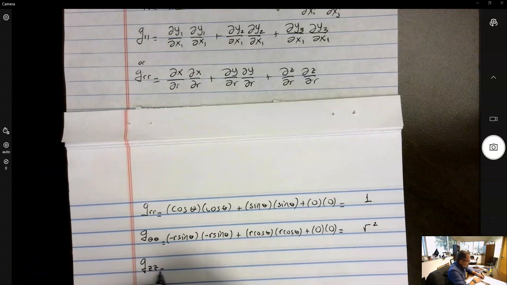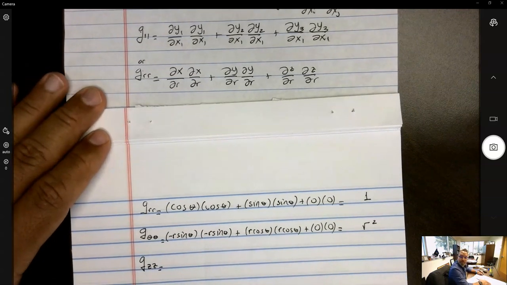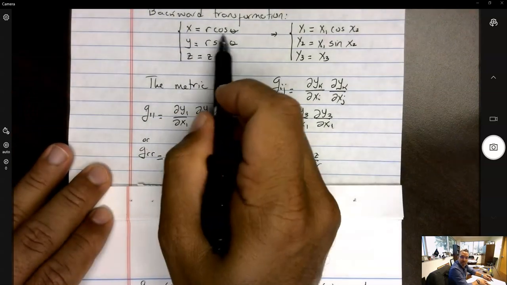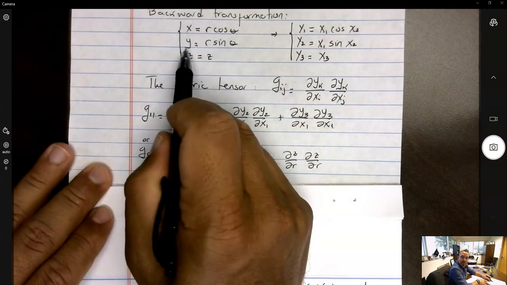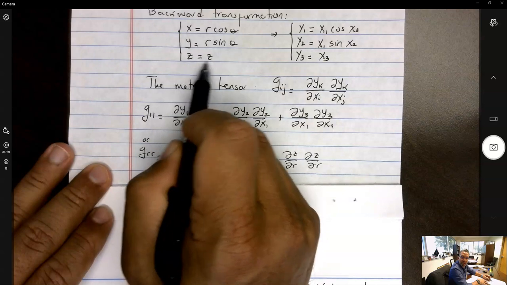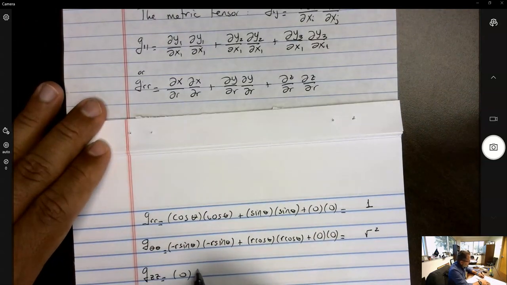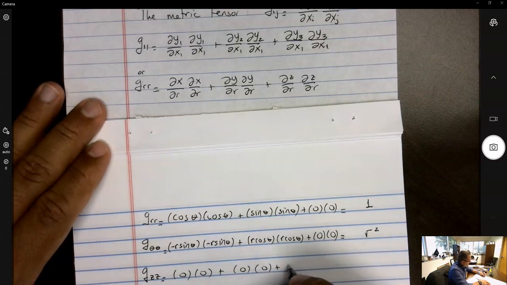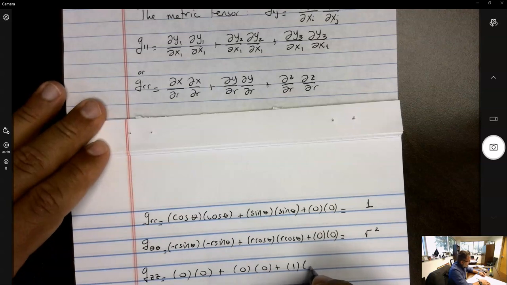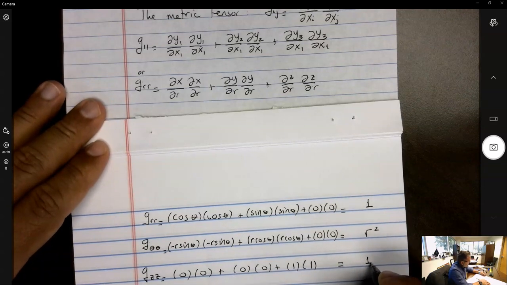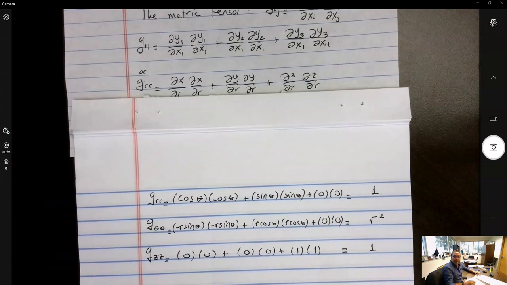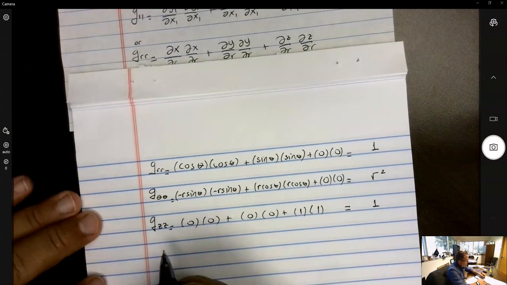GZZ will be dx dz times dx dz, dy dz times dy dz, dz dz times dz dz. So this will be 0 times 0 plus 0 times 0 plus 1 times 1. So this is equal to 1. All right. Now we also need the off-diagonal components of the metric tensor.